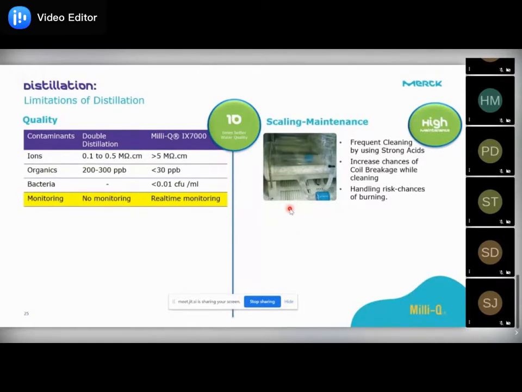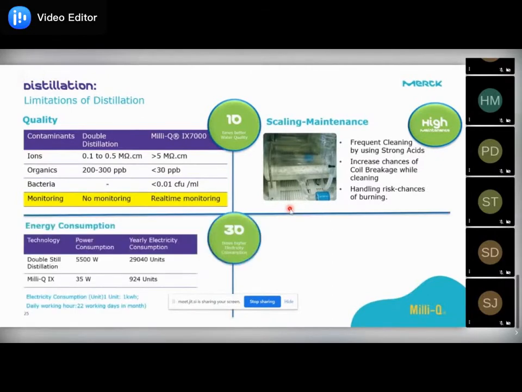Because of the continuous heating, and since our water contains a lot of other factors also, it's not only specific ions like sodium and calcium. Over the period of usage, it forms a certain level of scaling. While removing scaling, we need a very strong acid to remove those things. Similarly, it consumes a huge level of energy.